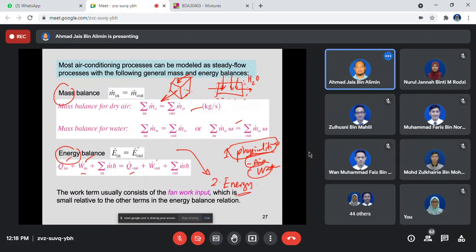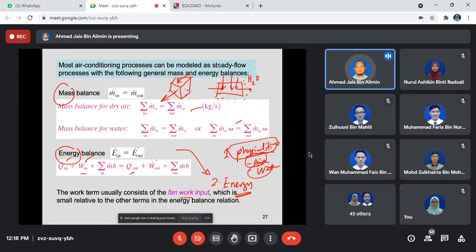Mass balance refers to the physical aspect of the event, and the second aspect is the energy that all those constituents will bring into the system. The work term usually consists of the fan work input, which is small relative to the other terms in the energy balance relation.